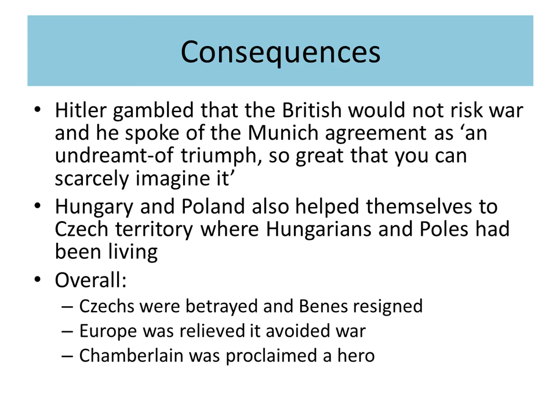Of course, Hitler gambled once again that the British and the French would do nothing, and he was successful. He said basically of the Munich Agreement, it was an undreamt of triumph, so great you can scarcely imagine it. Hungary and Poland also get a little bit of the Czechoslovakian territory, and overall the Czechs are betrayed. Edvard Benes, the president of Czechoslovakia, resigns.